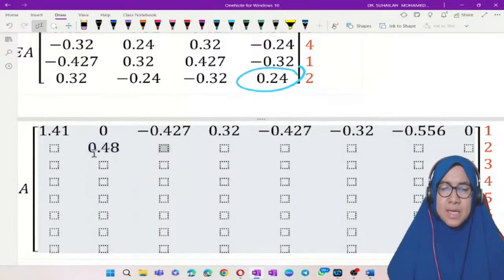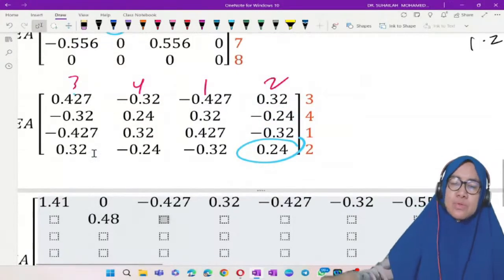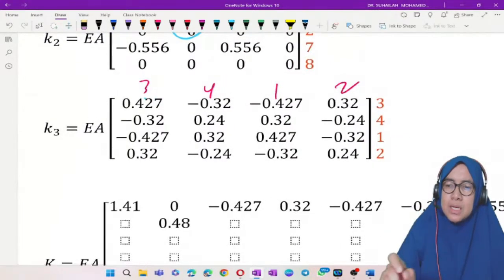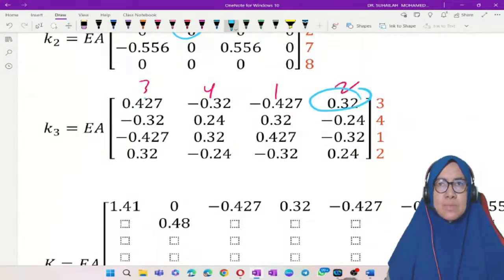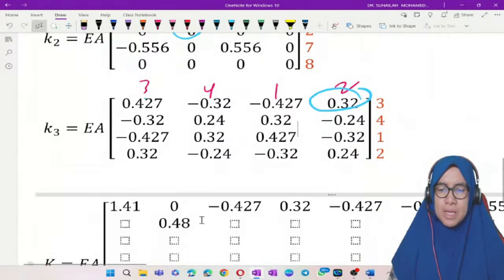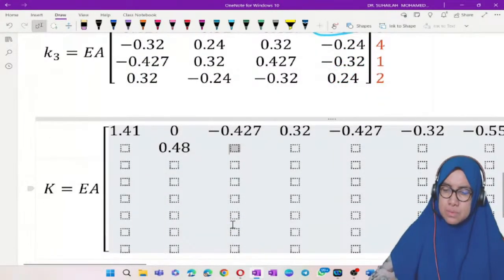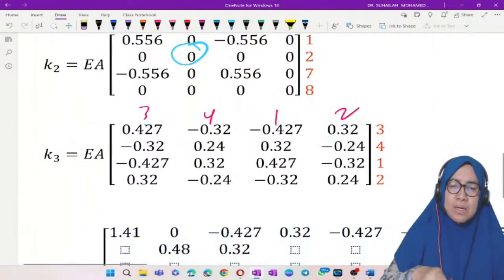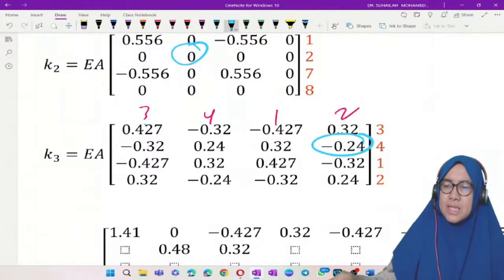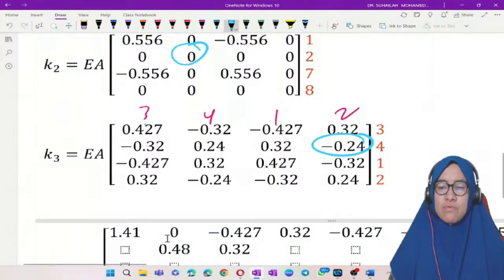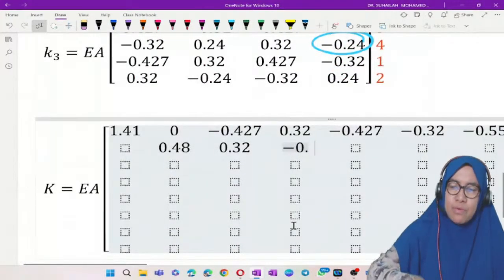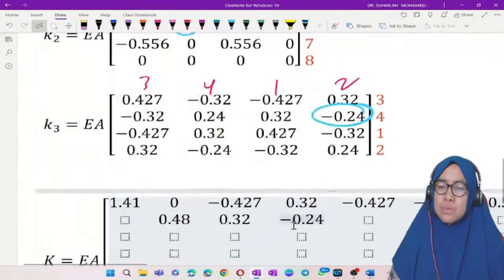Okay, next is position 2,3. Position 2,3 is inside K3 only. 2,3 and 3,2 are the same. It is 0.32. The next is 2,4, also in K3. 2,4 is negative 0.24.